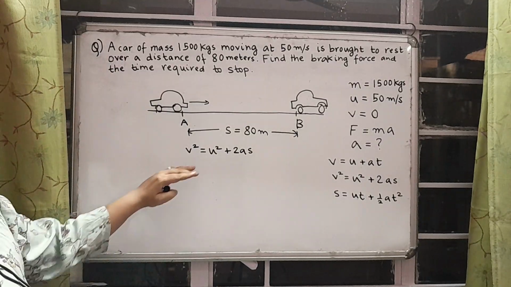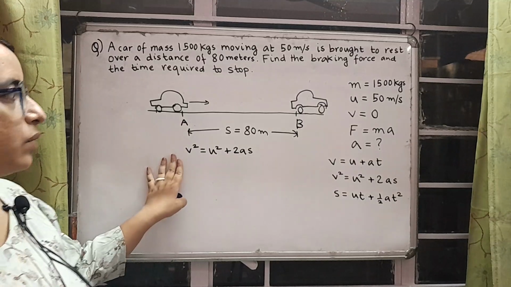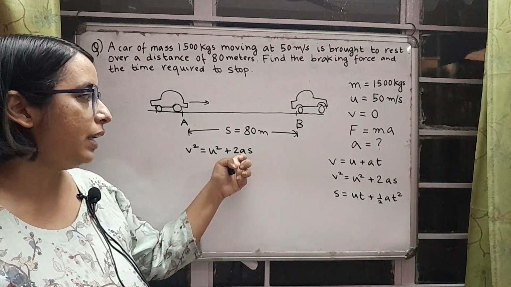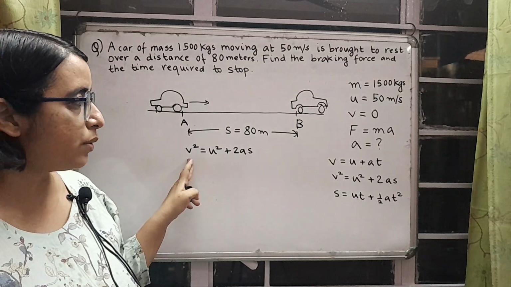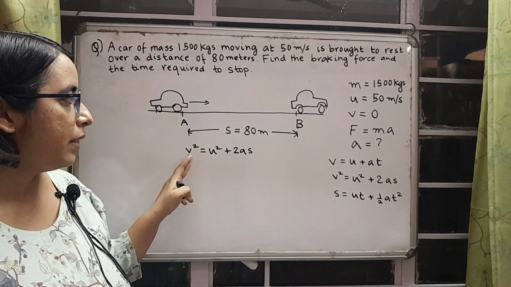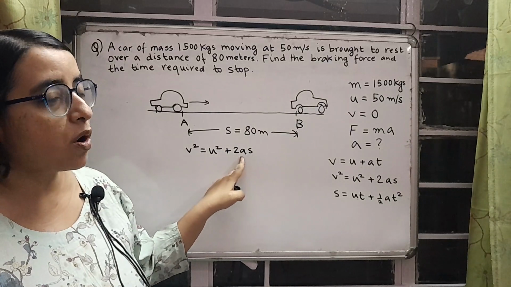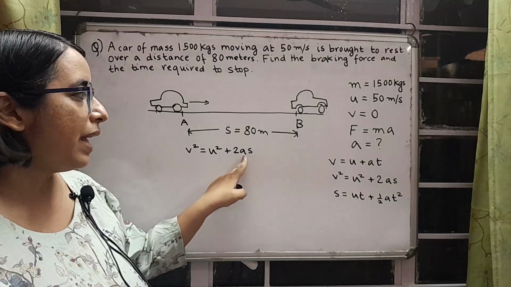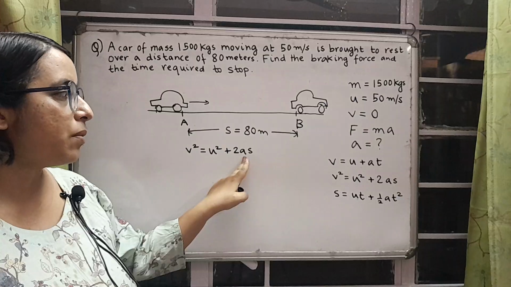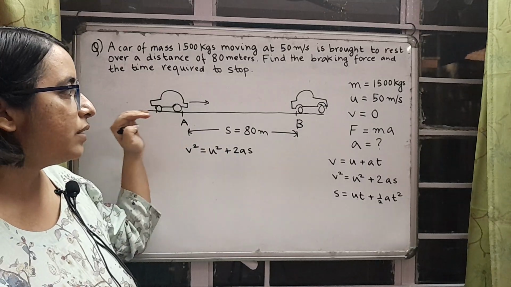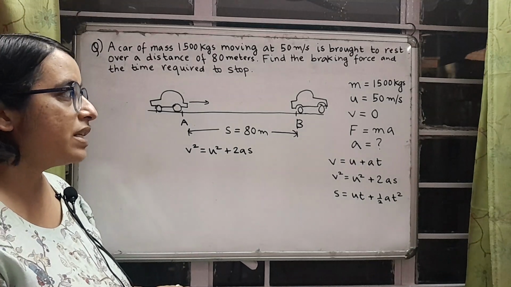Now see, look at the sign convention of these equations. These equations are taken without considering the sign of the values v, u and a. So here we will take the magnitude of v and u, but a could be positive or negative. a will be positive when the body is accelerating and negative when the body is decelerating. Deceleration means the body is slowing down, acceleration means the body is speeding up.